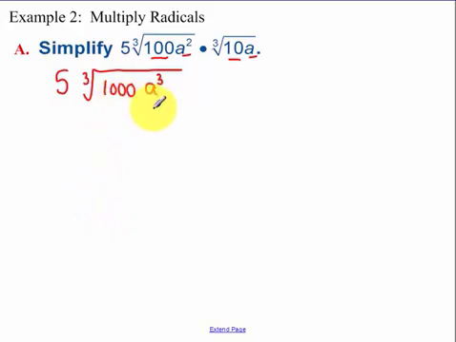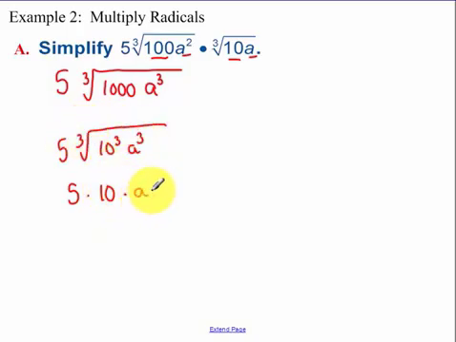Now write each one of these to the 3rd power. So 1,000 becomes 10 to the 3rd. A cubed is a cubed, or a to the 3rd power. So then we have 5. This 10 cubed can break out of our radical and just become a 10. The a cubed can break out of the radical and just become an a. So that simplifies to 50a.